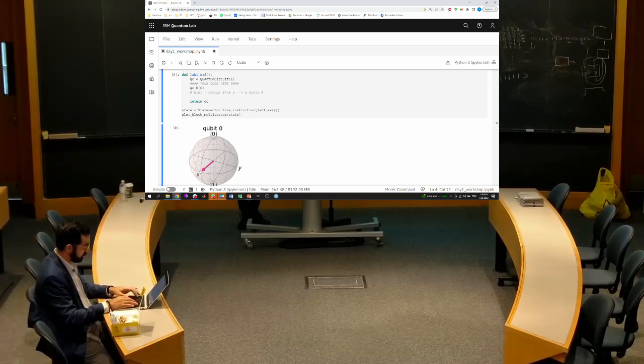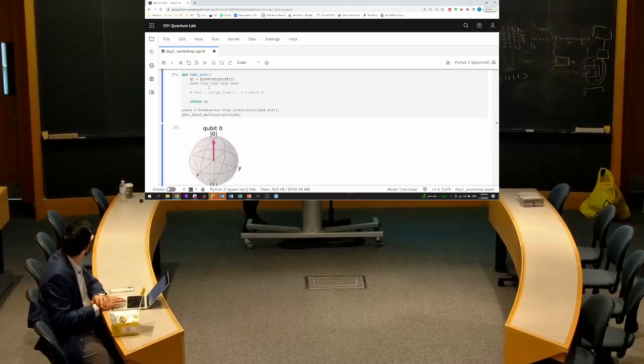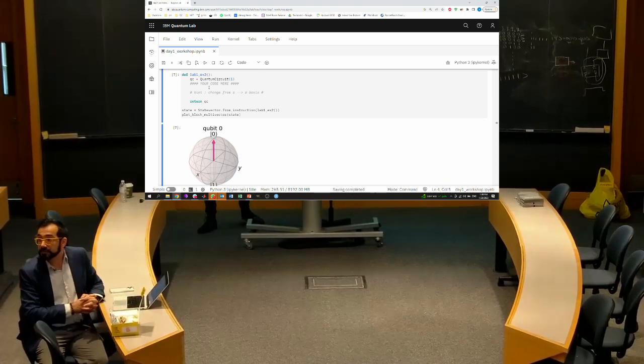Are we okay with this part? What was the initial state of that qubit? The initial state is always 0. Okay. Always. It's Z to X, right?